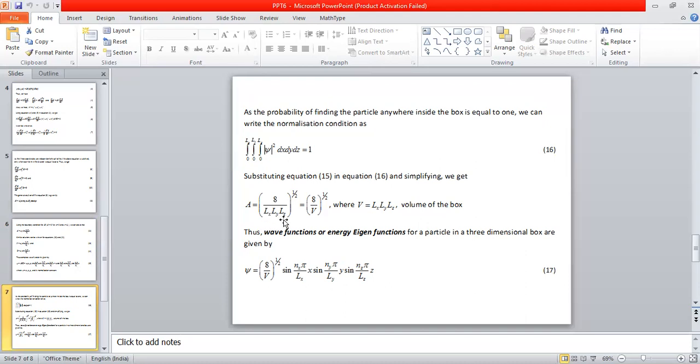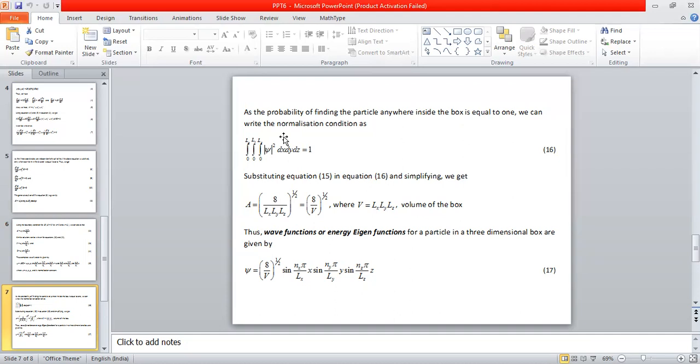This product Lx Ly Lz is nothing but the volume of the potential box. It is like the three sides of a rectangular box. One side has a length of Lx, the second side has a length of Ly, and the third side has a length of Lz. So this product Lx Ly Lz gives the volume of the box. Therefore, we can write the normalization constant capital A equal to 8 divided by V, whole to the power of 1 by 2. This can be calculated using this simple integration, as per equation 16.